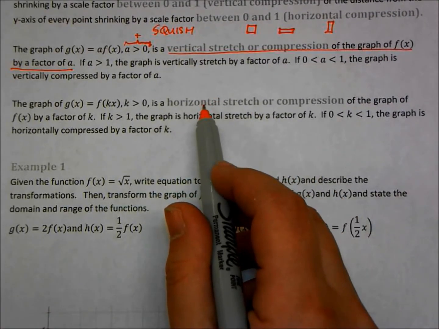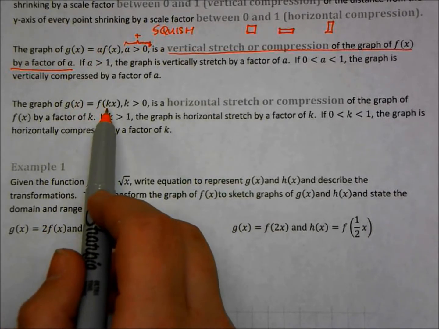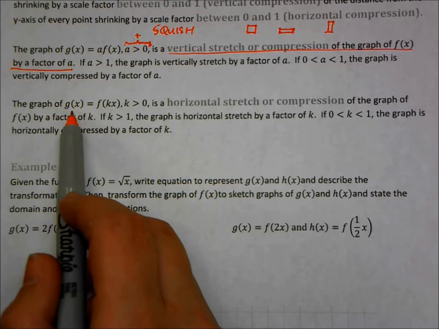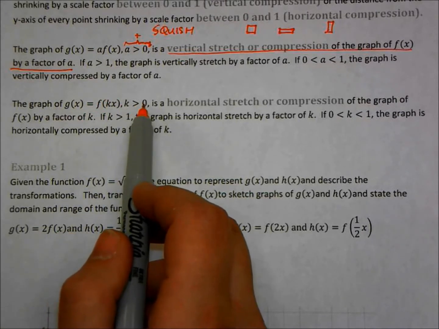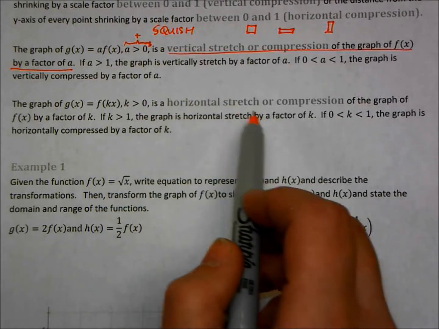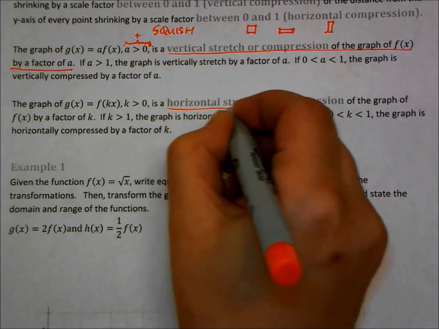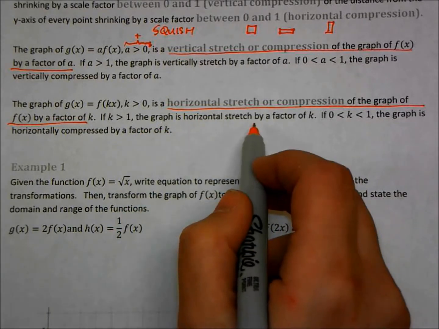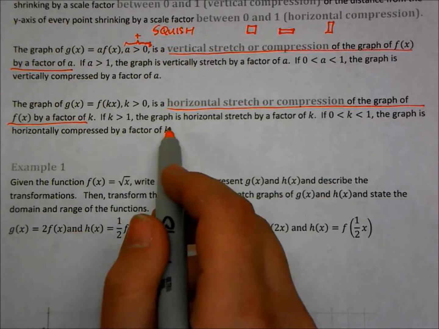Similarly for the horizontal, instead of having an a in front of the function, we're going to call it a k, and it's not in front of the whole function, it's just in front of the independent variable. The graph of g of x, our new graph, is the same as our old graph as long as k is greater than 0. Again, for the same idea, if k is negative, then it's a reflection. This is a horizontal stretch or compression of the graph f of x by a factor of k. If k is greater than 1, it's a horizontal stretch by a factor of k. If k is between 0 and 1, then the graph is horizontally compressed by a factor of k.